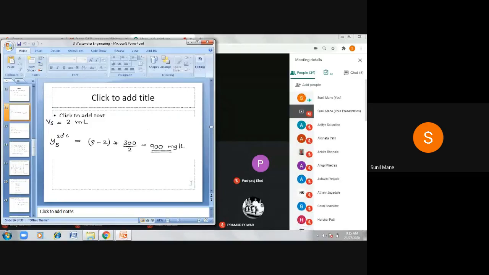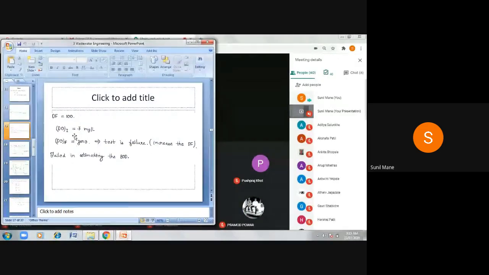Now the next factor is very, very important. The next problem is that wastewater is taken. In case of wastewater, again we are going for a dilution factor. The direct dilution factor is given, and the initial observation is taken. This is the initial observation of the mix. Whenever the dilution factor is there, the solution is a mix of distilled water and sewage, or distilled water and wastewater.